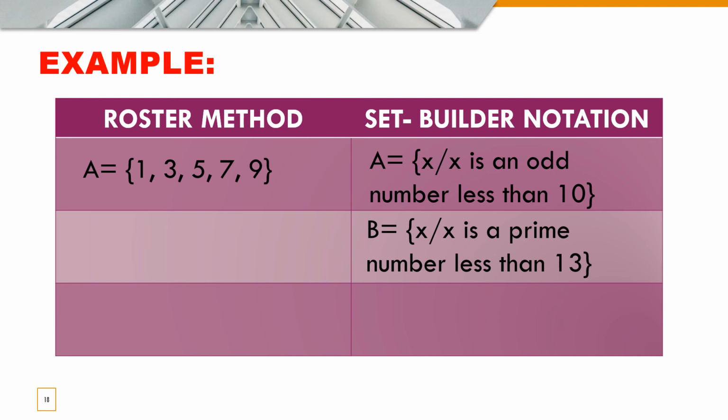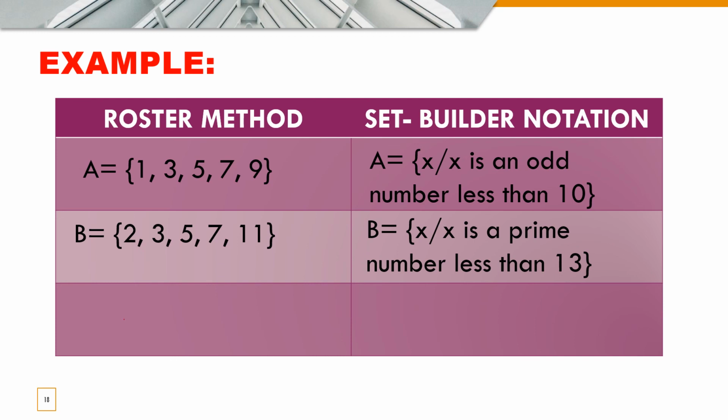So the given here is in set builder notation and we need to write its roster method. What are the prime numbers less than 13? Correct! We have B contains the elements 2, 3, 5, 7, and 11.